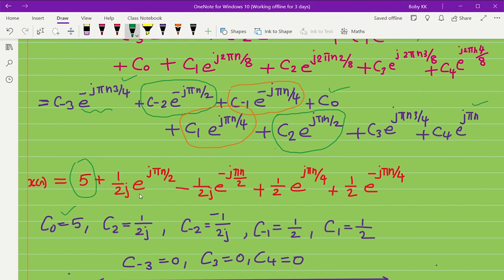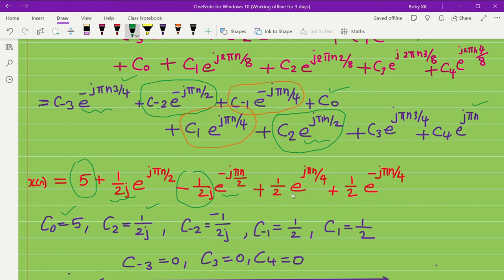Next is e raised to j pi n by 2. Looking at the terms here, you can see a term e raised to j pi n by 2. So you can see c2 is nothing but this one, so c2 is equal to 1 by 2j. Another e raised to -j pi n by 2 is c minus 2. So c minus 2 is minus 1 by 2j.